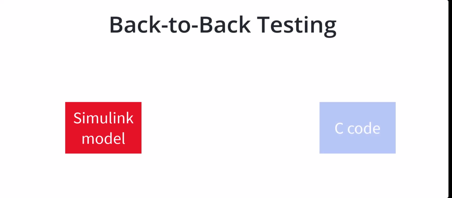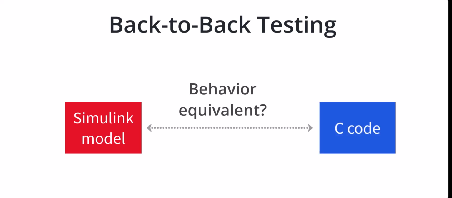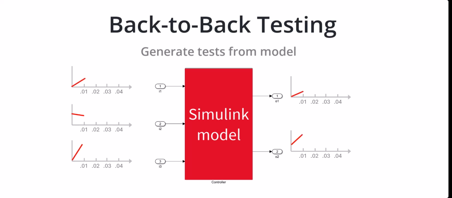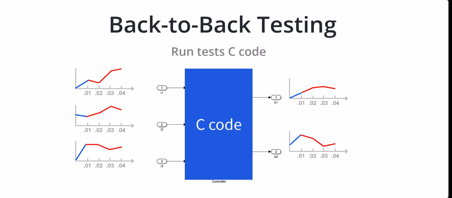A similar approach is possible for back-to-back testing. To check if a C program conforms to the behavior specified in a model, use Reactis Tester to generate tests from the model. Then run the tests on the C code to compare the outputs produced by the C code to those produced by the model and flag any differences.